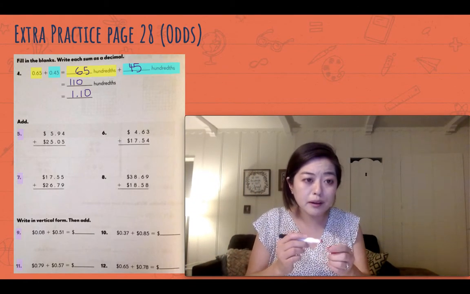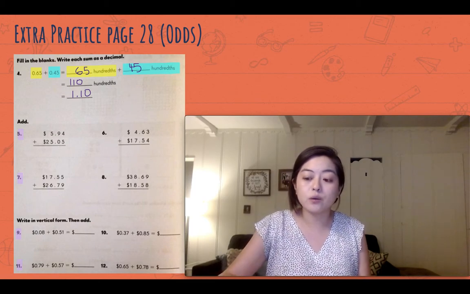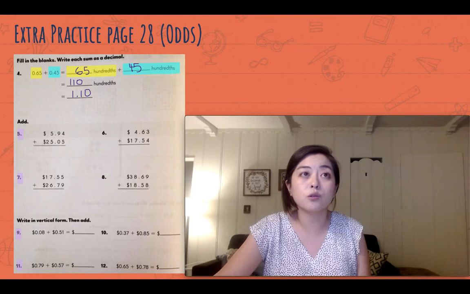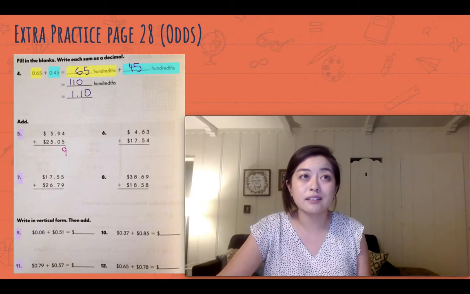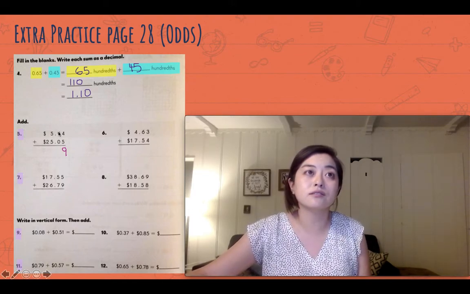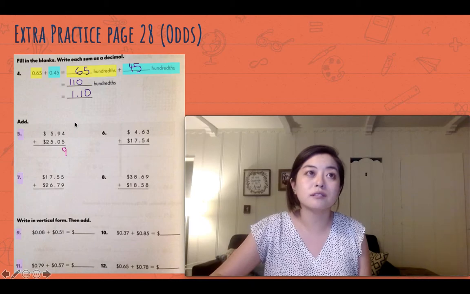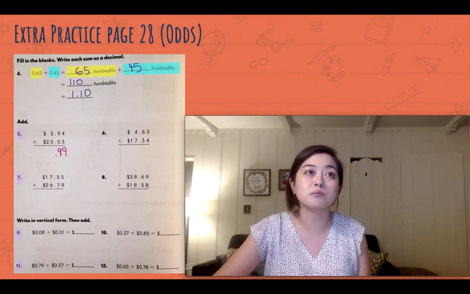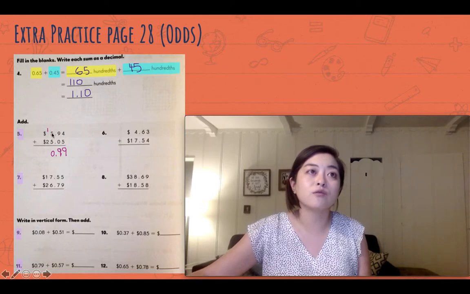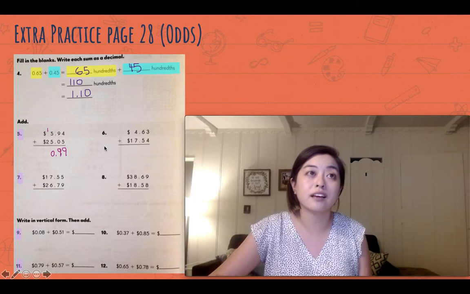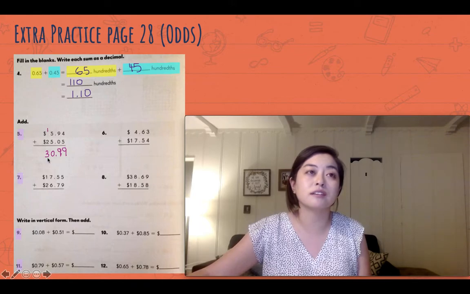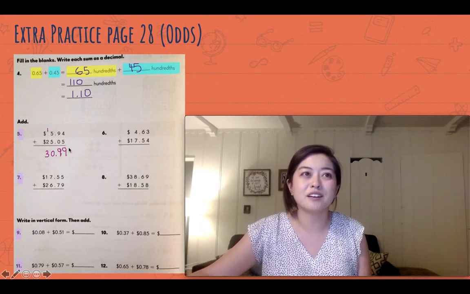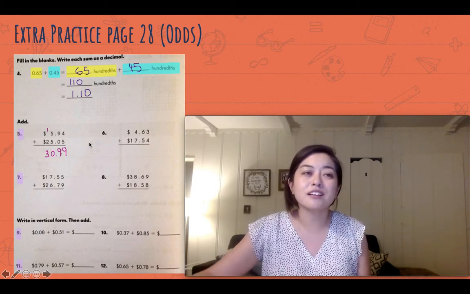Let's look at number 5. Okay. Let's add the lowest place value, which is hundredths. So 4 hundredths plus 5 hundredths is 9 hundredths. Then let's add the tenths. Okay, the tenths is right here, right? So 9 tenths plus 0 tenths is 9 tenths. Drop the decimal point. Let's add the ones. 5 ones plus 5 ones is 10. And then let's add the tens. That's 1 ten plus 2 tens is 3 tens. And I forgot to write the dollar sign. Sorry about that.